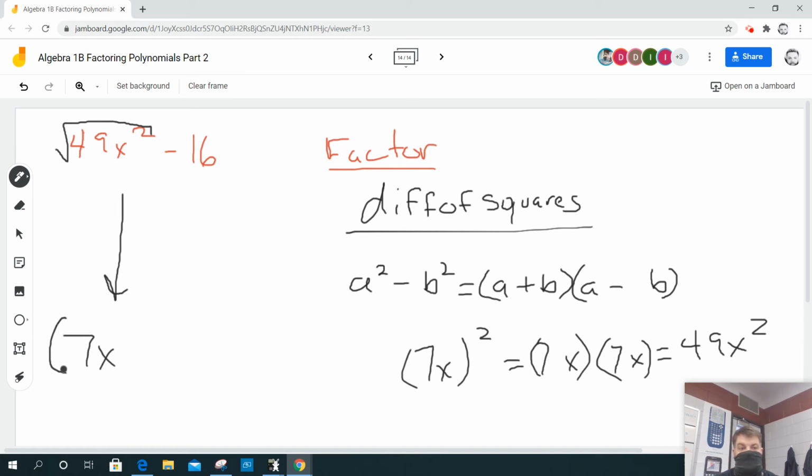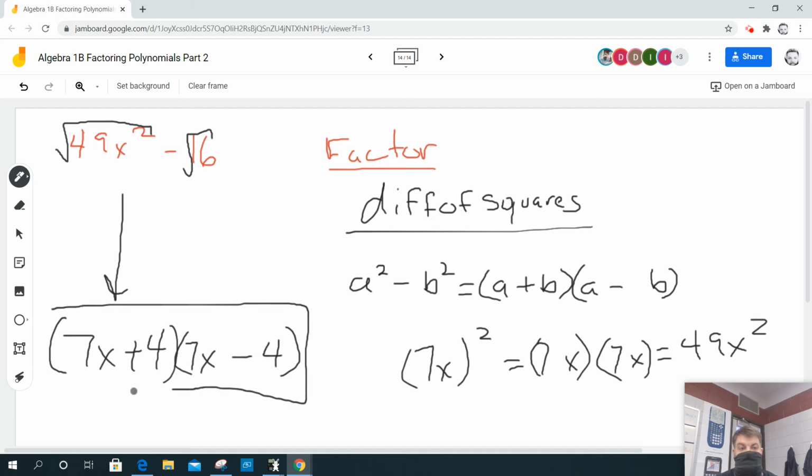So this would be like my a term, a plus, what's the square root of 16? 4. Now what do I put in the next set of parentheses? 7x minus 4. That is it. So if you recognize this pattern, it'll help you out a lot, but you got to think about the square roots and stuff, right?